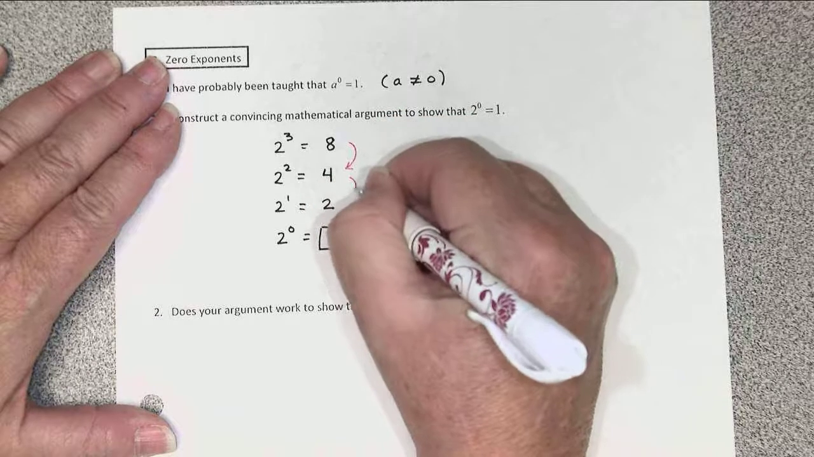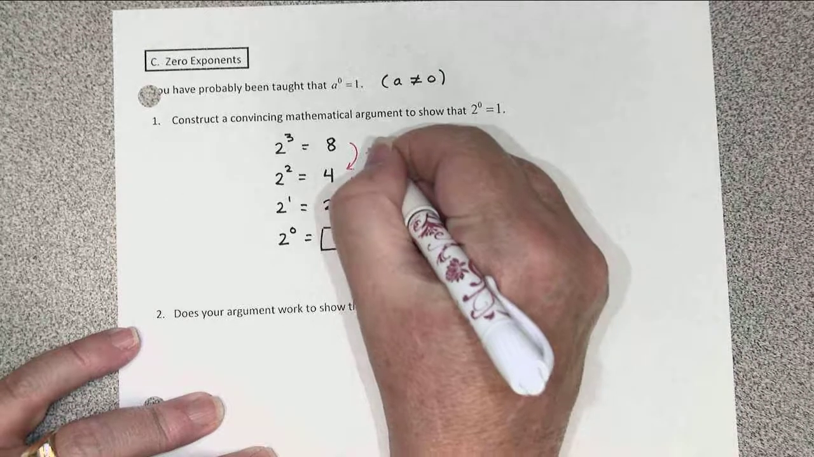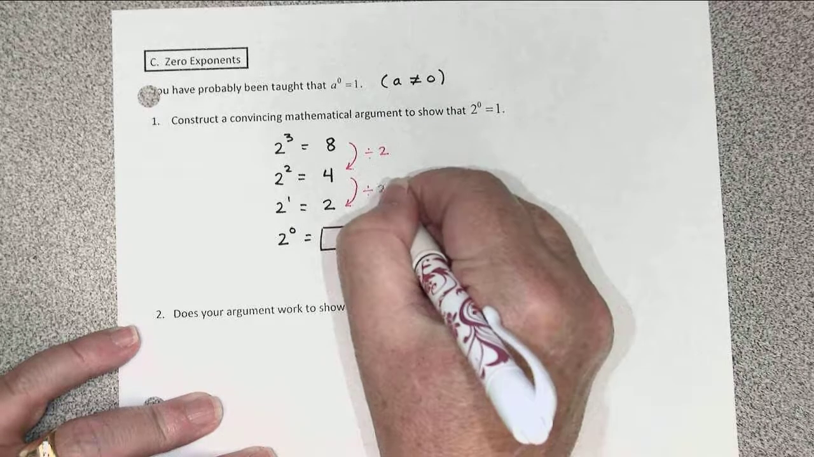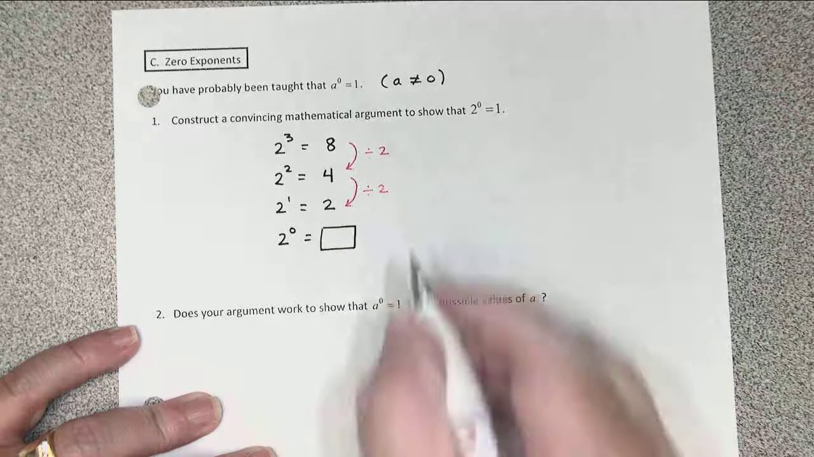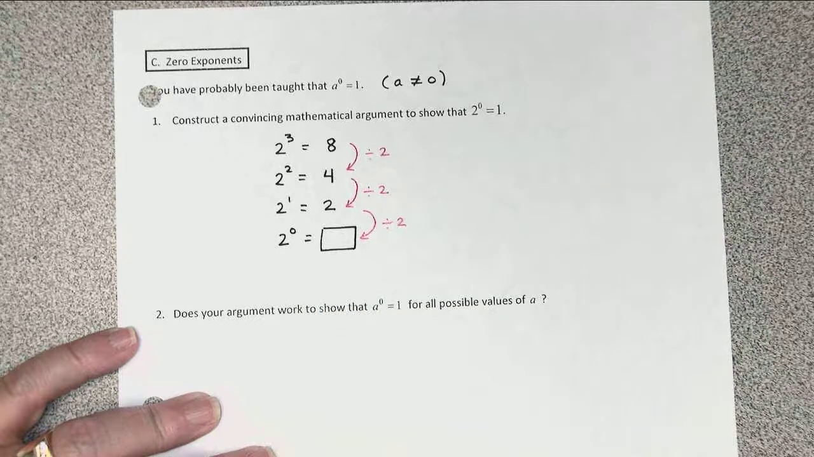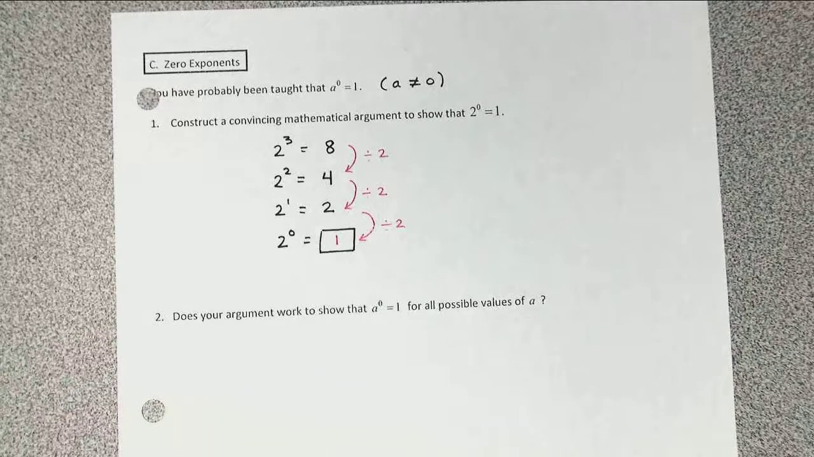What pattern do you see in these values as we come down? Do you notice that every time it's being cut in half or divided by 2? 8 divided by 2 is 4. 4 divided by 2 is 2. So if I were going to continue that pattern, 2 divided by 2 would indeed have to be 1. And there's one mathematical argument, at least, that shows, at least by pattern, that 2 to the 0 does seem to need to be 1.